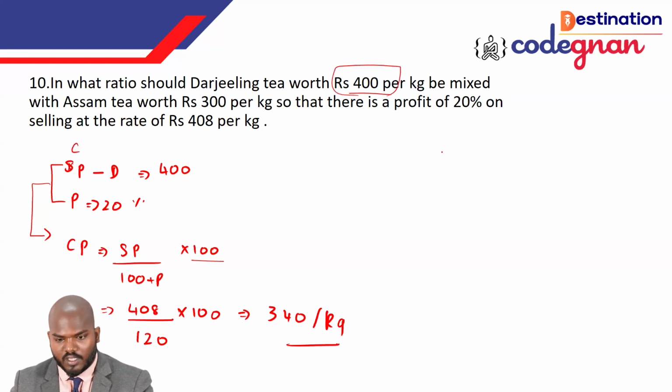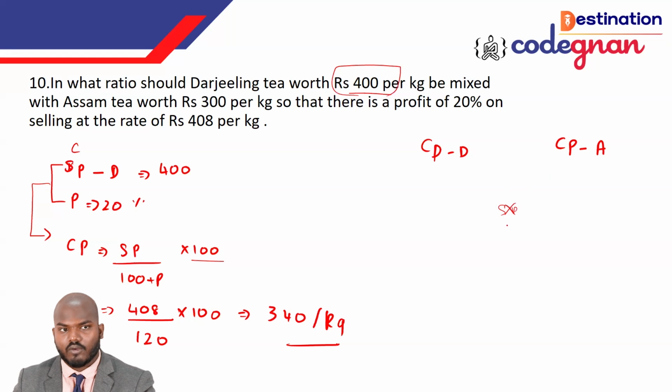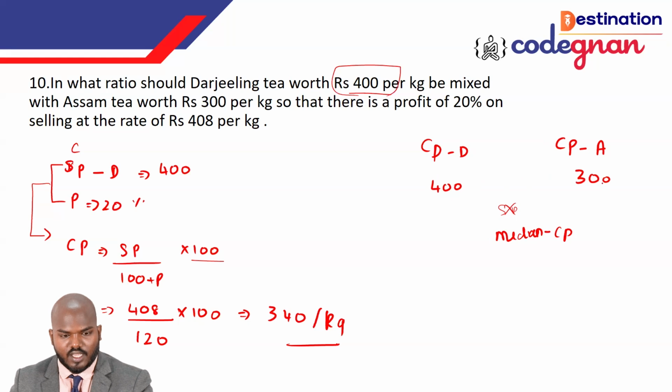Okay, if you are making the alligation diagram, that is the cost price of Darjeeling and the cost price of Assam. If you make it with the selling price here, then it is wrong. You need to make the mean of the cost price only. So you need to be clear about it. The cost price of Darjeeling is 400, and the cost price of Assam tea is 300.